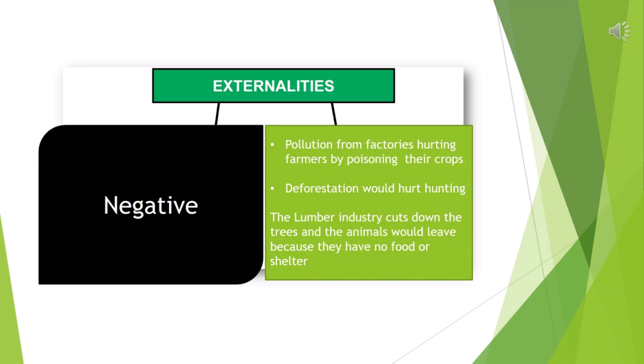Okay, so what kind of negative externalities did you come up with, other than the ones that I've discussed? I thought of pollution, harming farmers, pollution from factories, and cutting down forests or deforestation could harm hunting. And so who's cutting down the trees? People who want lumber. Okay, so the lumber industry is cutting down the trees, and you're saying deforestation does what?